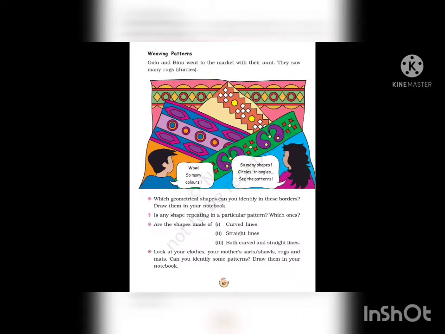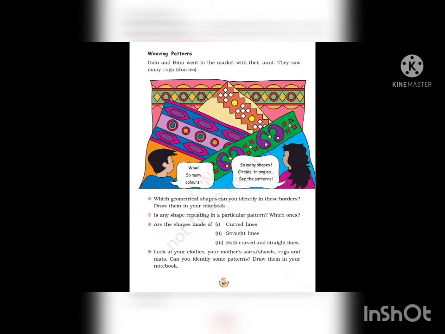Next question is, are the shapes made of first, curved lines, second, straight lines, third, both curved and straight lines? So we will do this question right now. Next is, look at your clothes, your mother's saris, shawls, rugs and mats. Can you identify some patterns? Draw them in your notebook. Similarly, you have to look at your mother's saris or shawls or the rugs and mats that you have at your home, identify some of the patterns and draw them in your book. Or you can just name them.